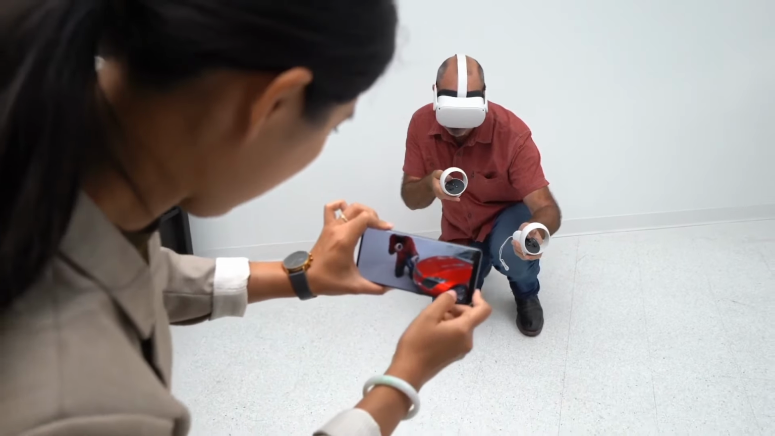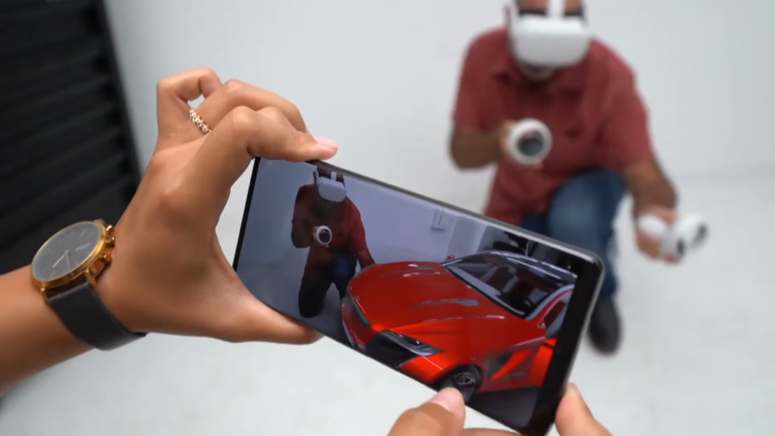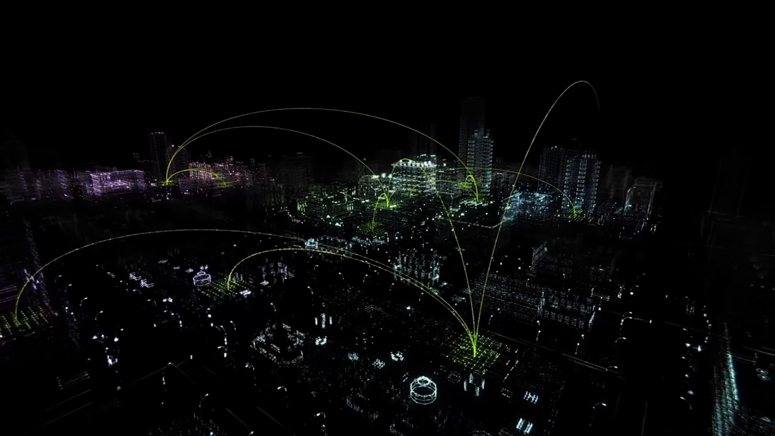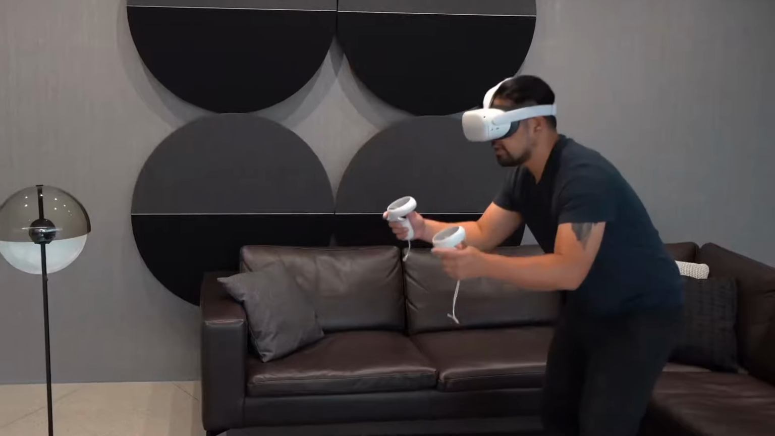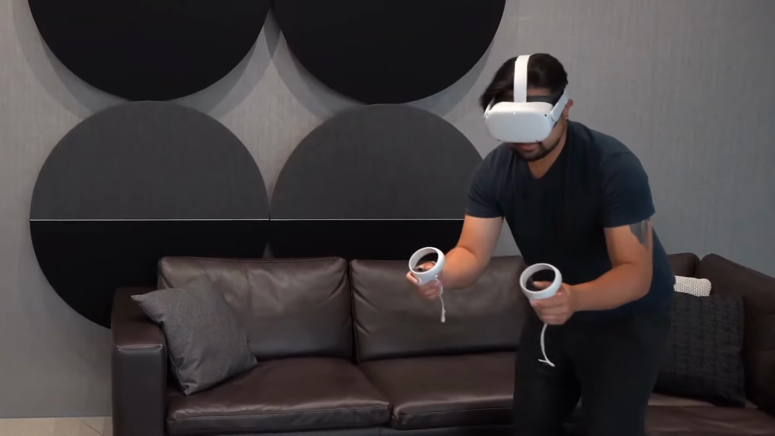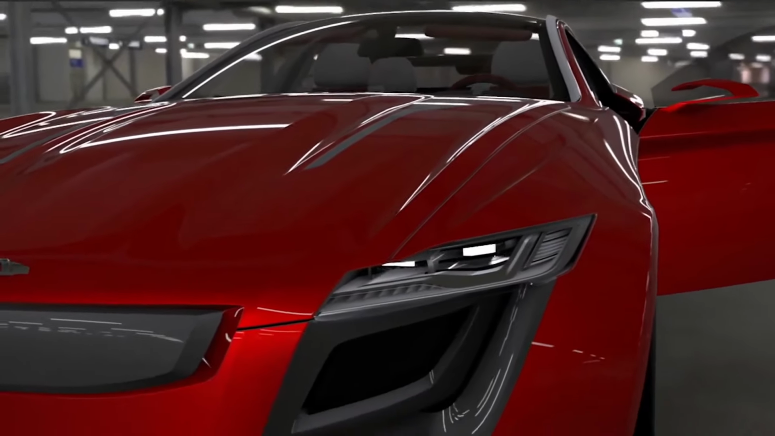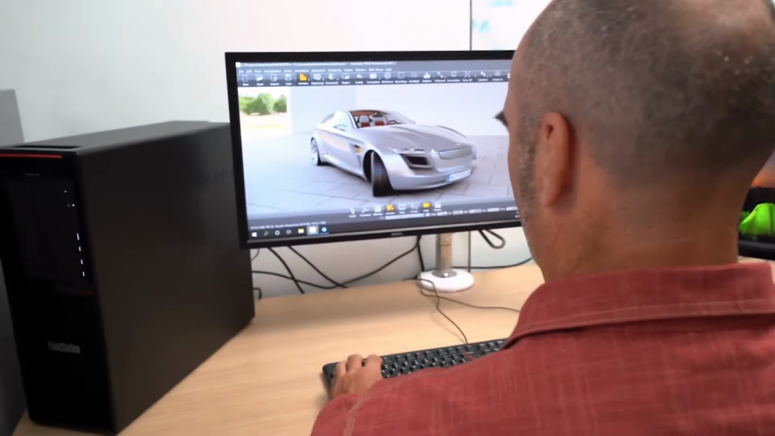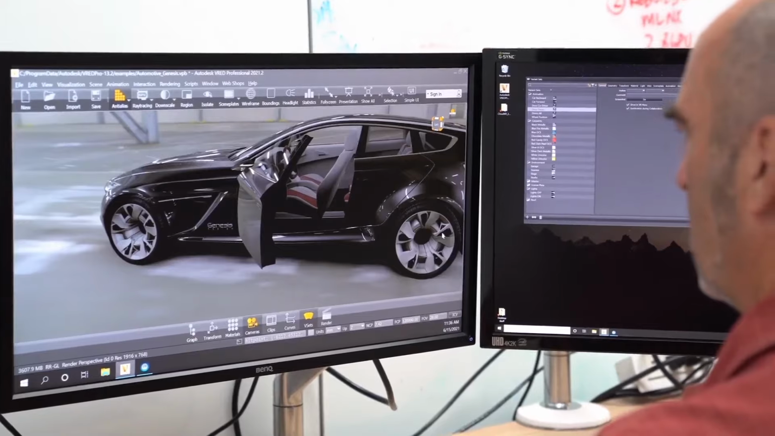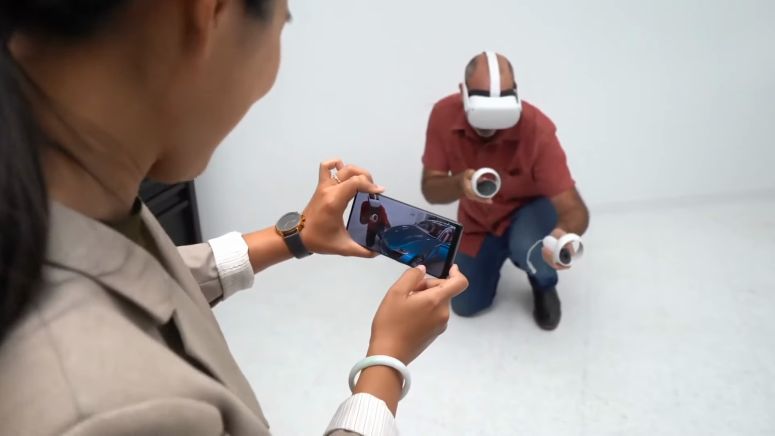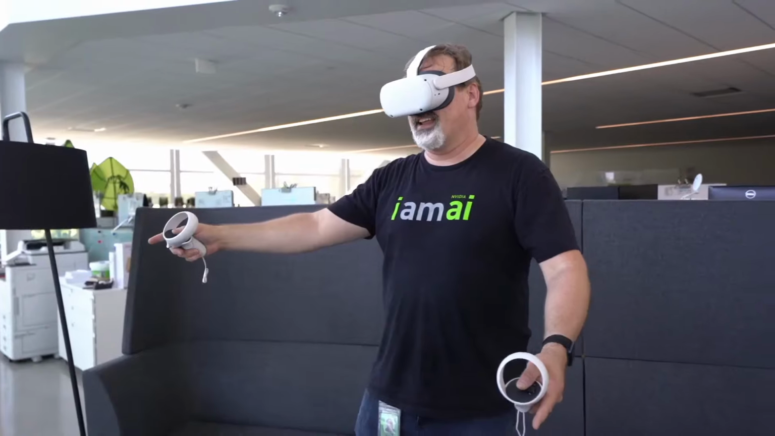CloudXR is NVIDIA's streaming solution for virtual reality and augmented reality. Combined with 5G through Aerial, CloudXR provides a powerful edge computing platform for extended reality. This application, Autodesk VRED, is widely used in the automotive industry for collaborative visualization of designs, including in VR.